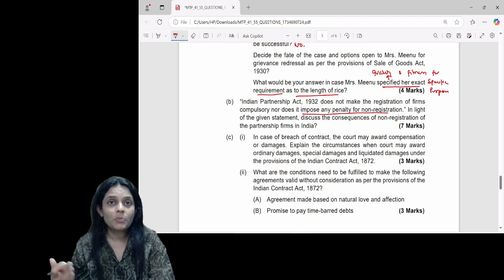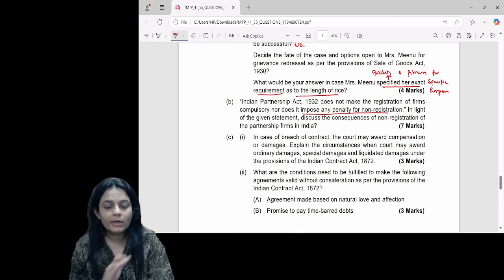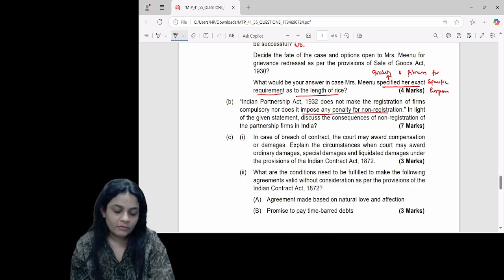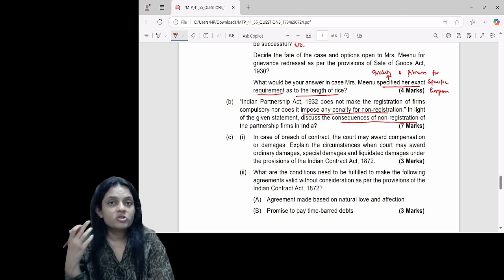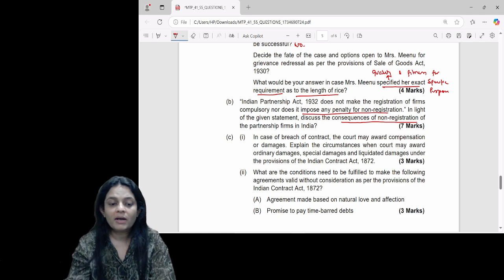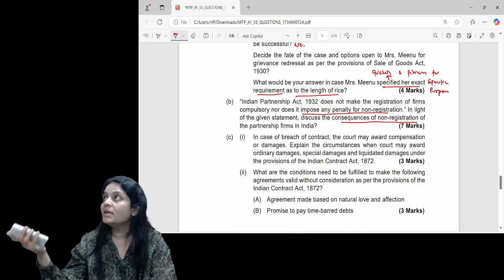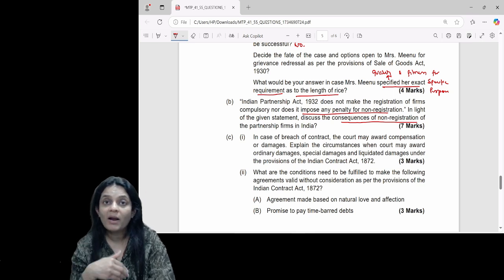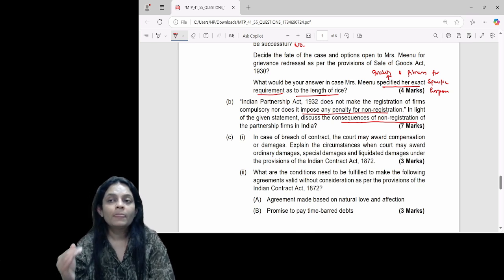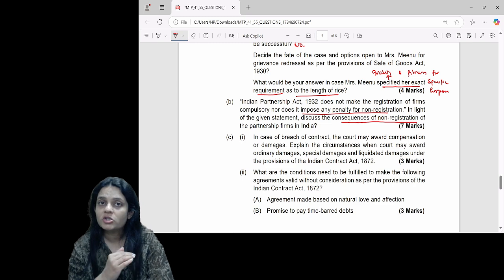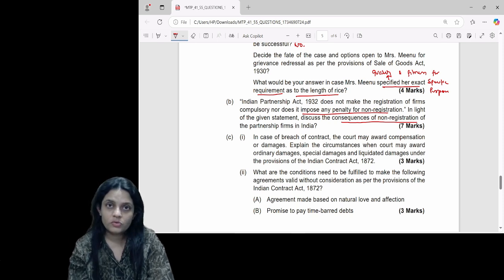The English Partnership Act lays down a penalty, but under the Indian Partnership Act, we don't have any penalty for non-registration. In light of the given statement, discuss the consequences of non-registration. If a partnership firm is not registered, a third party can sue the firm, though the partnership firm cannot sue a third party. It can claim a set off of not more than rupees 100. And third, partners cannot sue each other except for the dissolution of the firm.